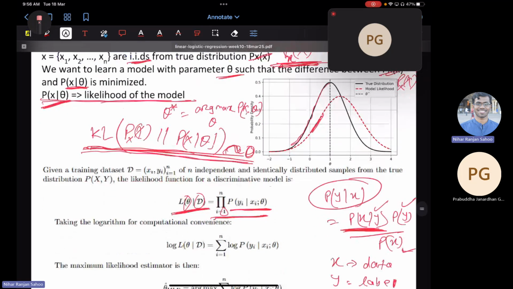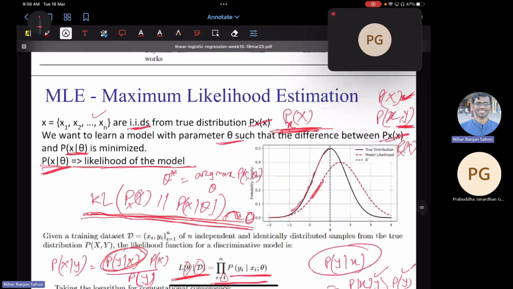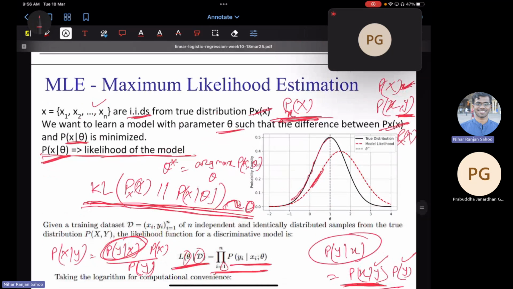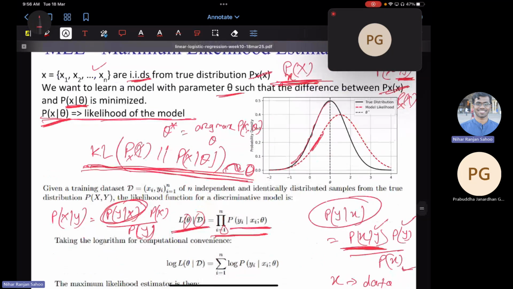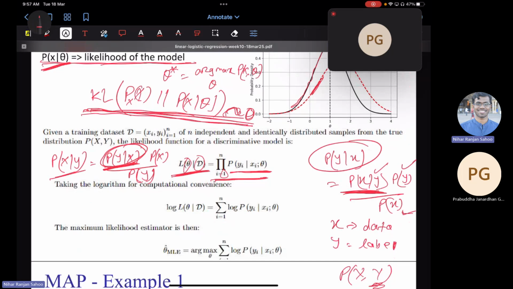Here the likelihood is probability of y given x, times probability of x. This is the likelihood you want to maximize. If you don't have a y label, we want to maximize only the x. If you have a y label, we have to maximize this. This is the likelihood for us. Sorry, this is not the posterior. I will remove this when I share the annotated files.